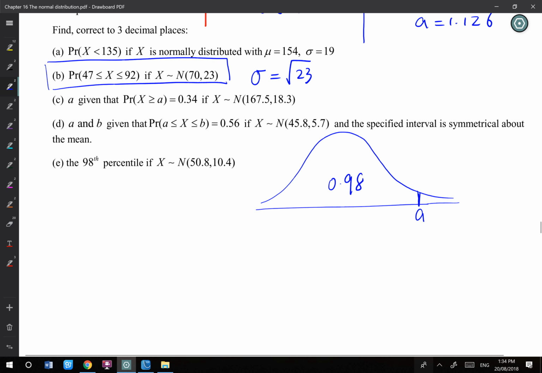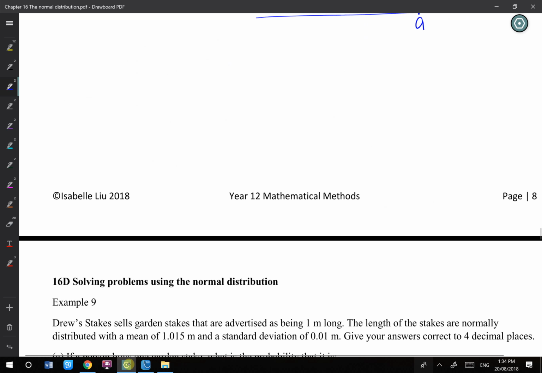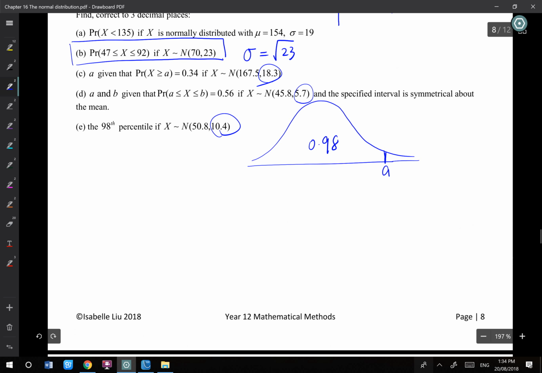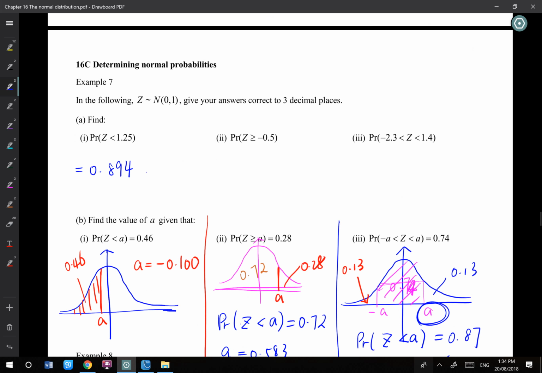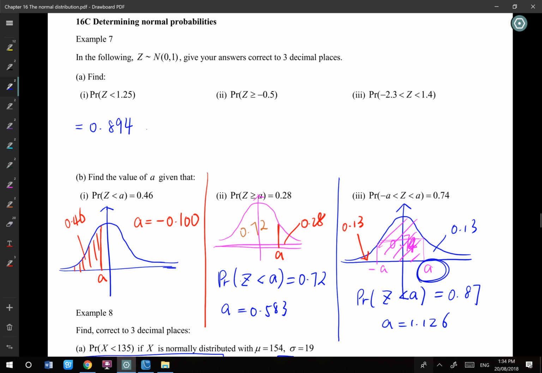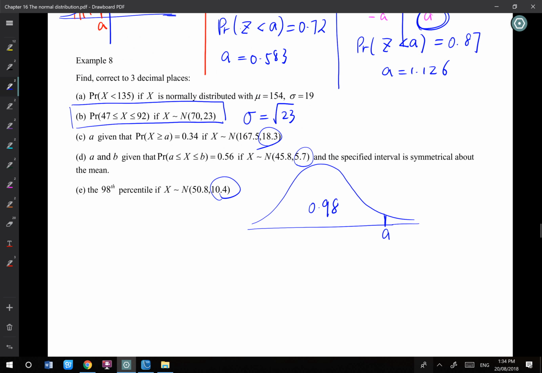Just to give you a hint, be aware that all the standard deviations will be the square root of those values, because the given value is the variance. Just be careful with that. For the rest of the time, just work on this page. Finish example 7A like the other two, 2 and 3, and then finish example 8. That's all we need to do for today.